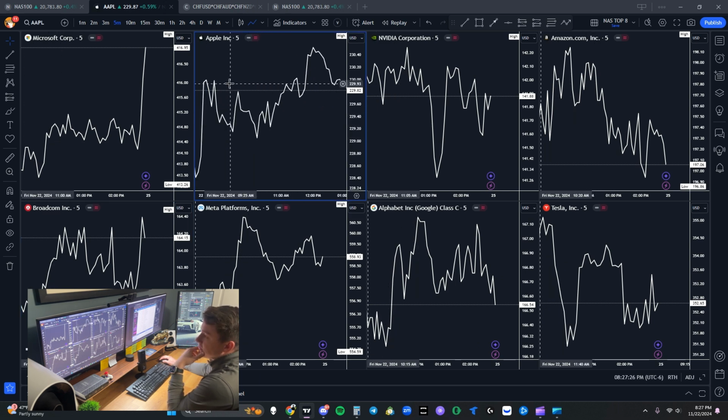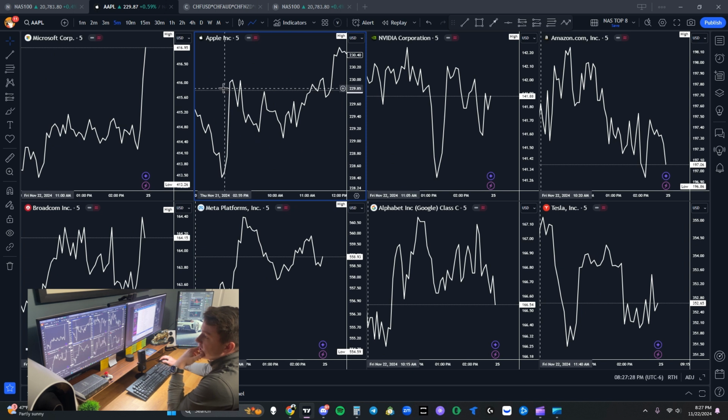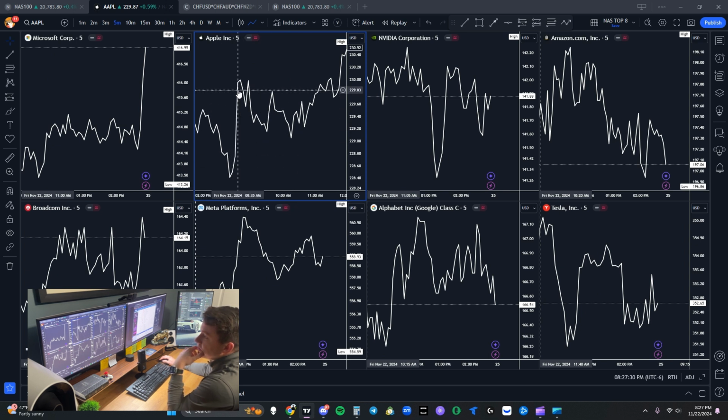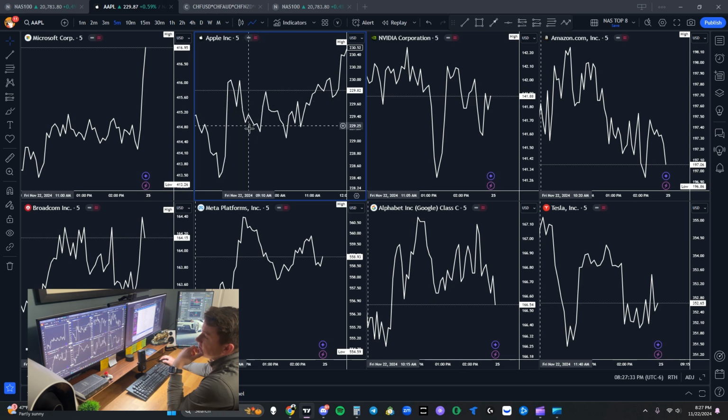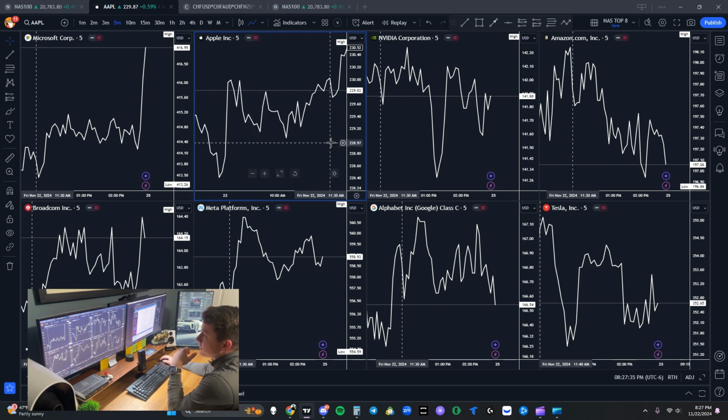If I go back, let's take a look. November 20 at 8:30, you can see right at market open, boom, we did have that big spike up, but then it was just ranging for a little bit.